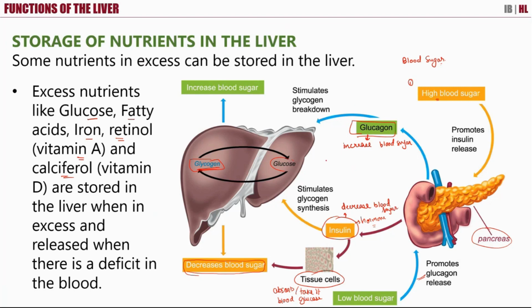How does glucagon increase blood sugar level? By converting glycogen into glucose. And how does insulin decrease it? By converting glucose into glycogen. Got it? Yes, sir. Any doubt? No, sir, no doubts. And a similar feedback mechanism is there for all the other nutrients as well, for your vitamins, for your minerals, for your fats. Please write it down. Yes, sir, I wrote it down while you were speaking.